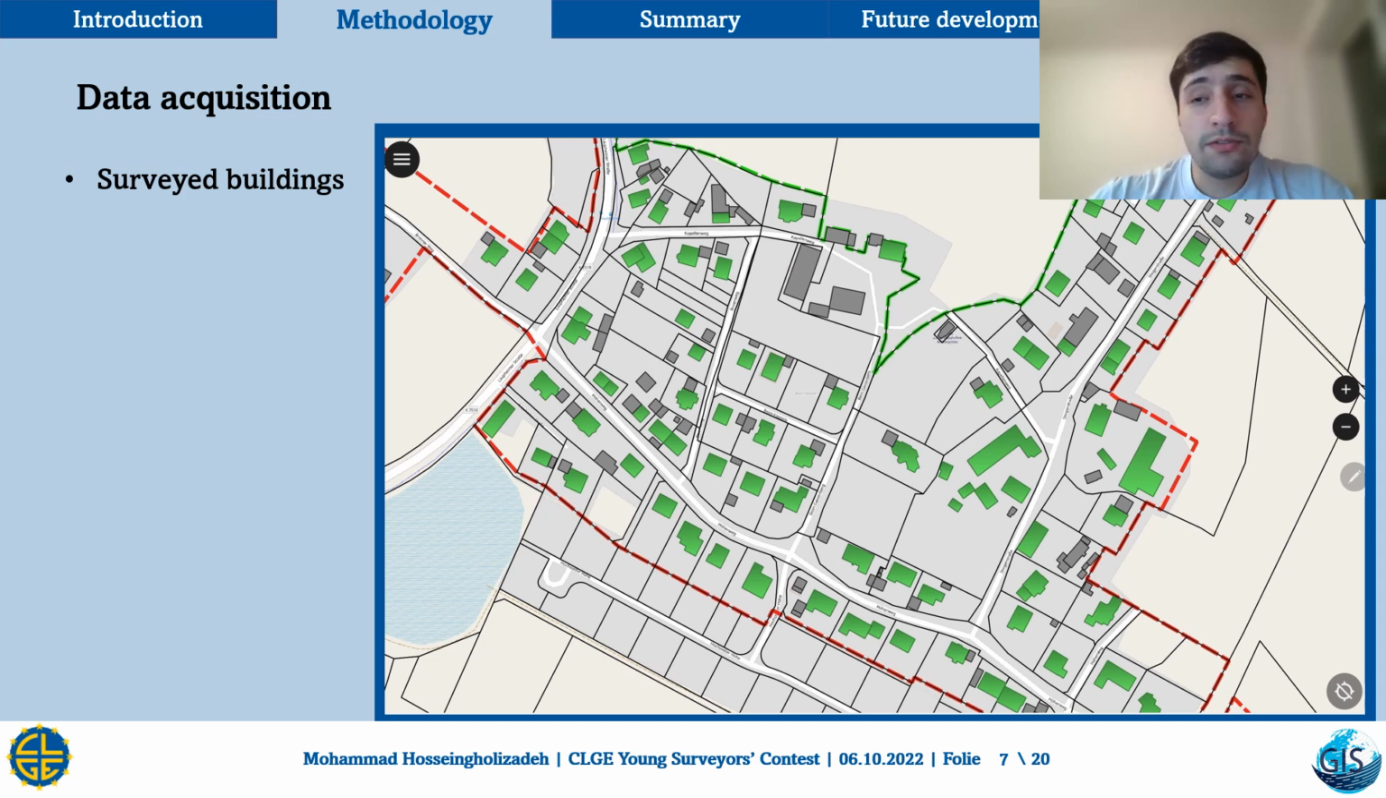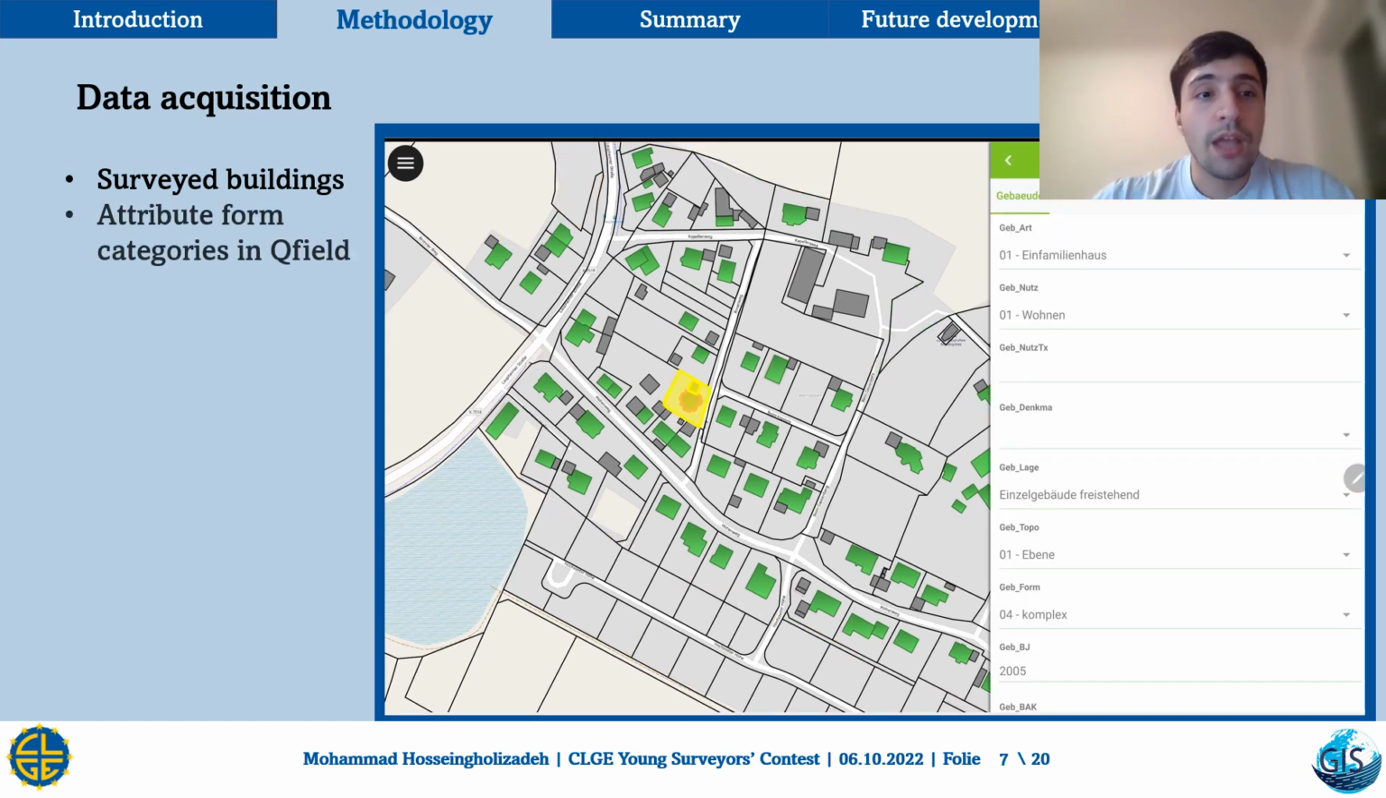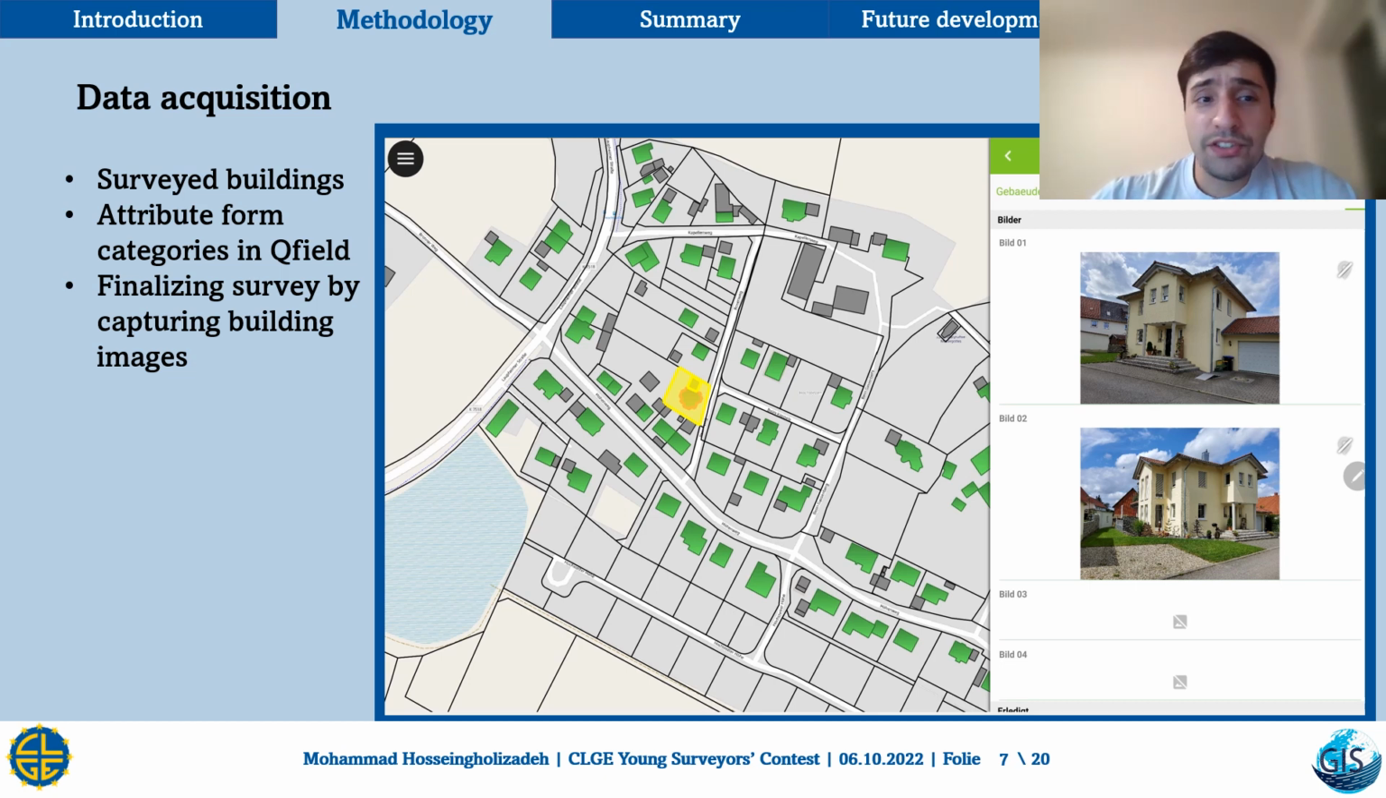So in this step, we have already captured all the data and everything is ready. You can see all the green buildings are captured. Now you can see how many different types of parameters have already been captured for each building. Finally, we take some images of the buildings, so we will show that we have already captured all the information. If we have any doubt in the office, we can check it with the images.